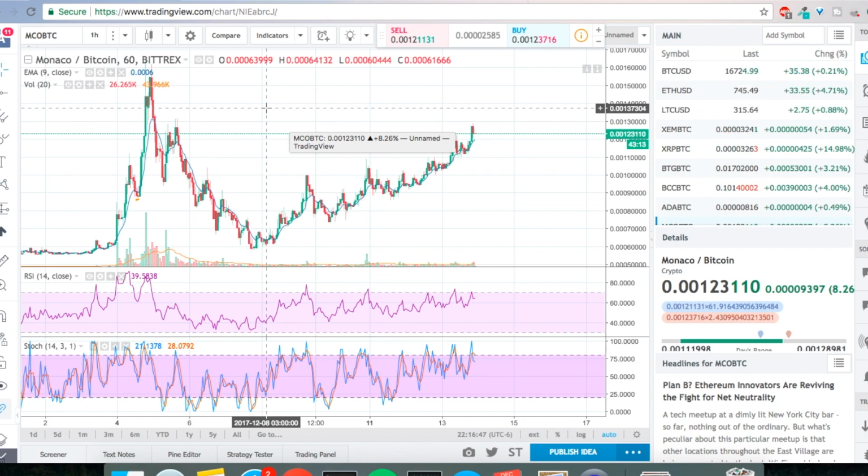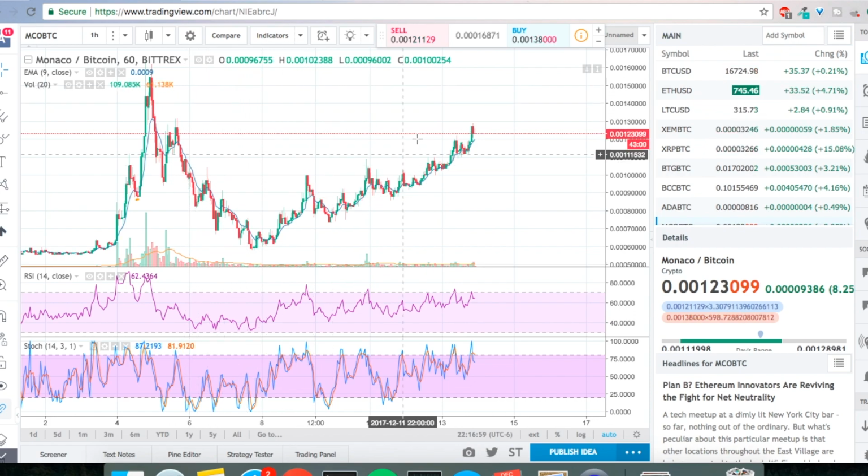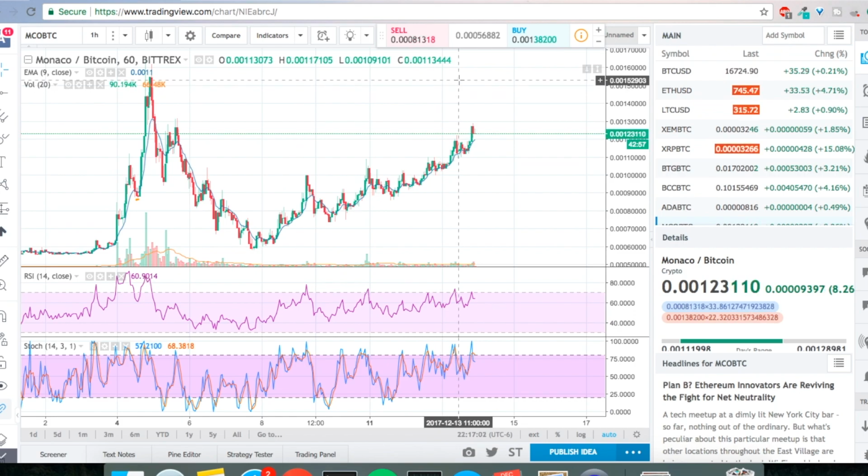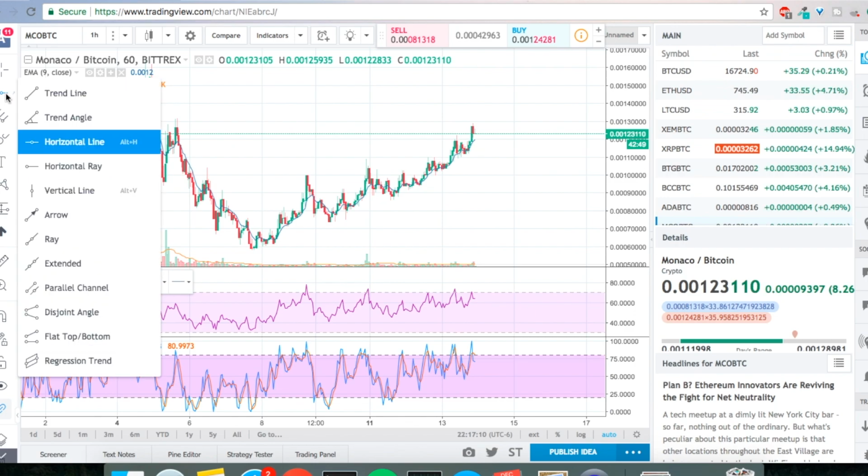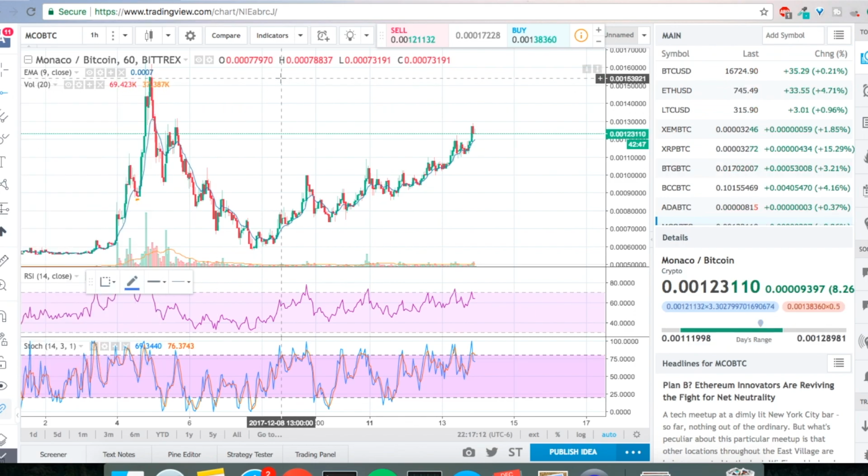I'm going to show you some examples using TradingView of a couple coins that are currently in this cup and handle formation, and show you some of the trading tips and styles that I would typically use while trading this formation. So as you can see here, we're currently looking at Monaco. It's currently forming the cup formation at the moment. We don't know if it will form the handle, but that's something we always look for. But that's not the point right now.